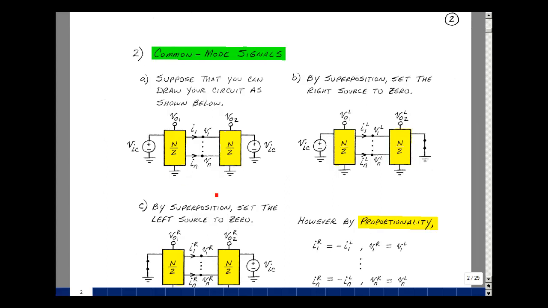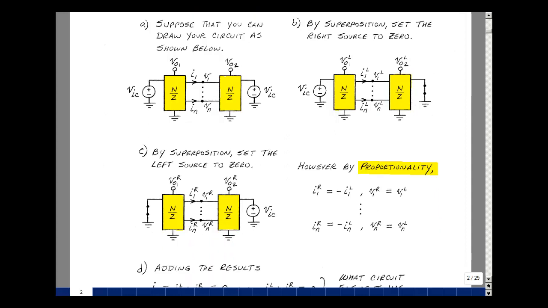Suppose we take the same two boxes but now apply a voltage to each side of the box that has the same amplitude and angle. Let's again find the voltages and currents due to these two sources. Again, I'll indicate this as V1 through V sub n and I1 through I sub n due to the left source. Do the next step of superposition by setting the left-hand side equal to 0 and apply a voltage.